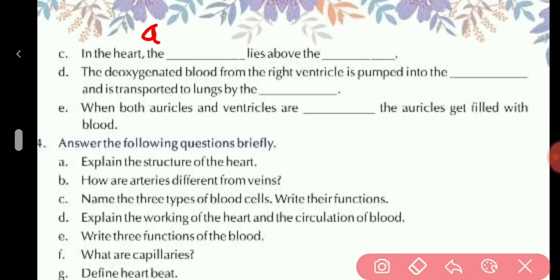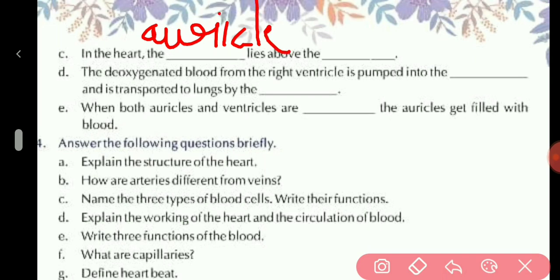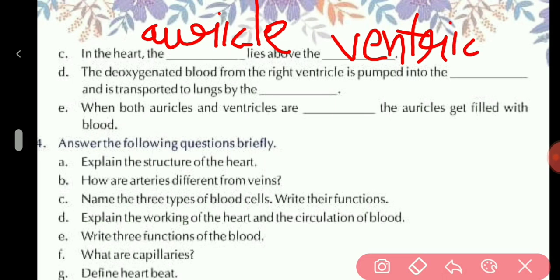First one is AURICLE, auricle. Next one is ventricle. VENTRICLE.